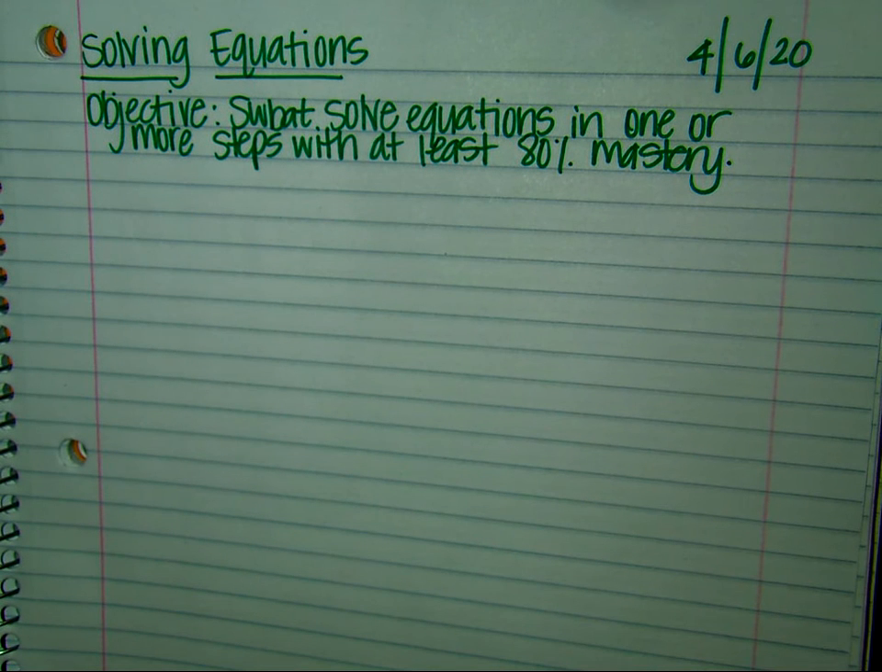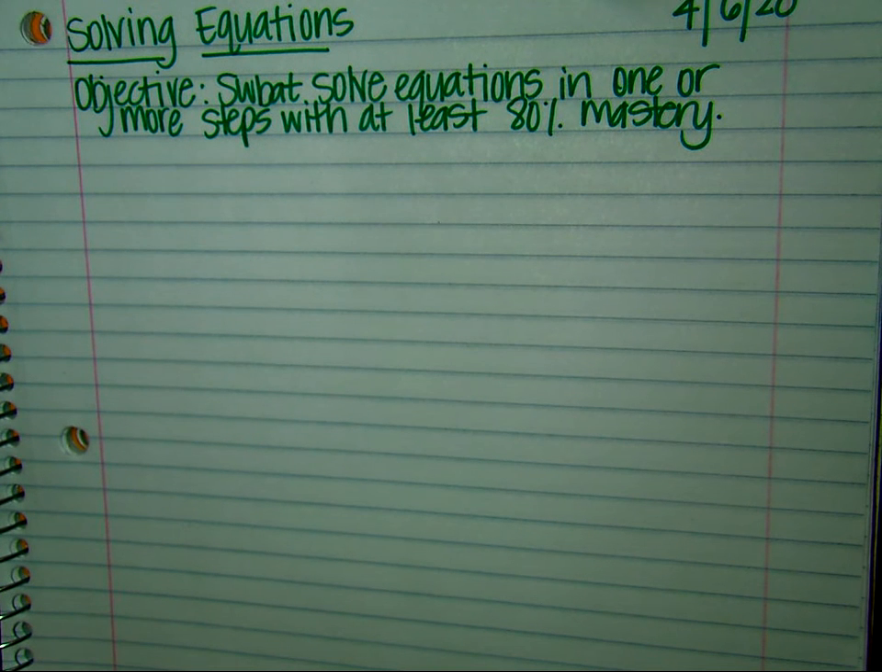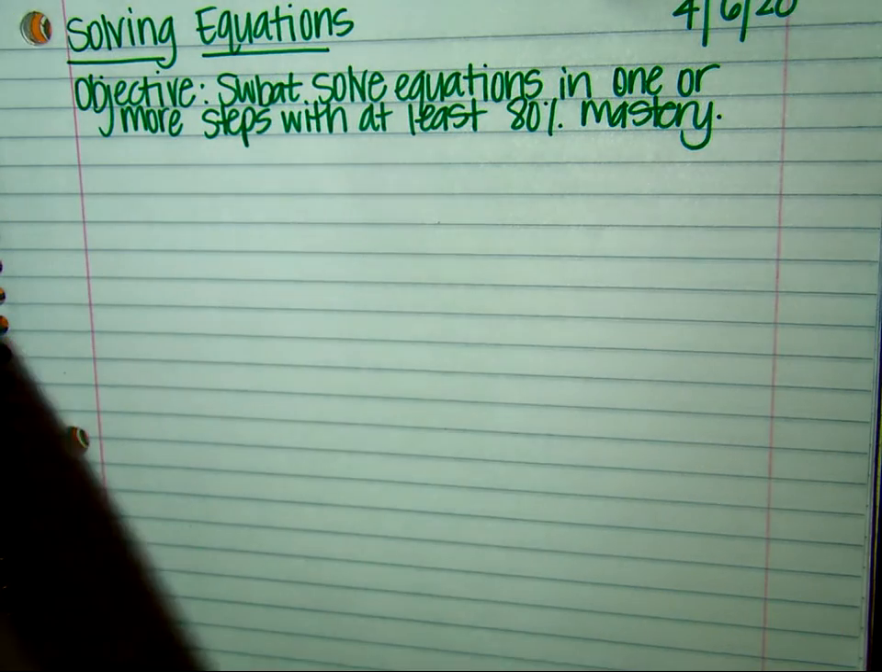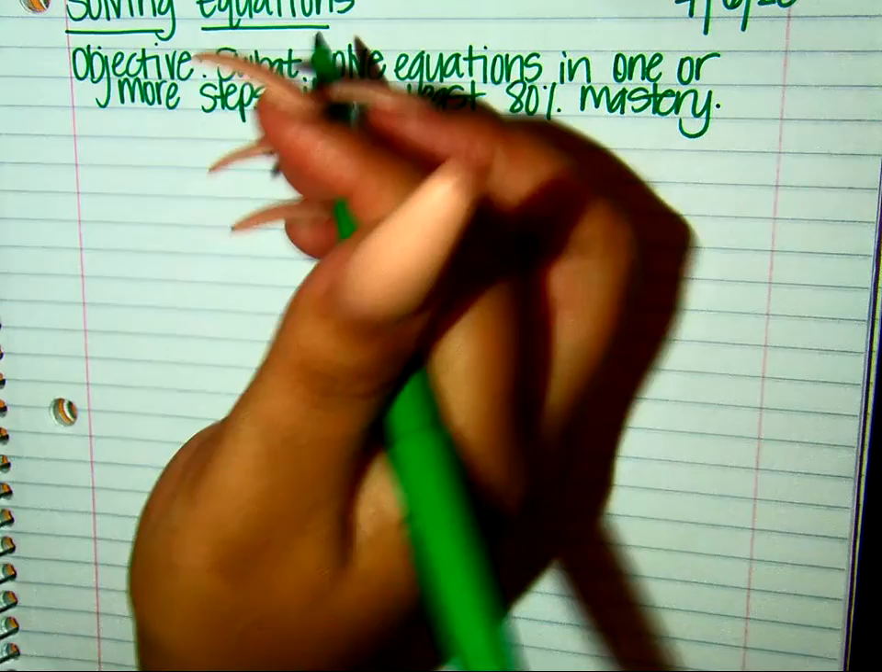Alright, so today's lesson is going to be short because it's a review. We are going to be doing solving equations. So scholars will be able to solve equations in one or more steps with at least 80% mastery. Make sure you are writing these notes down because tomorrow you are going to need them.